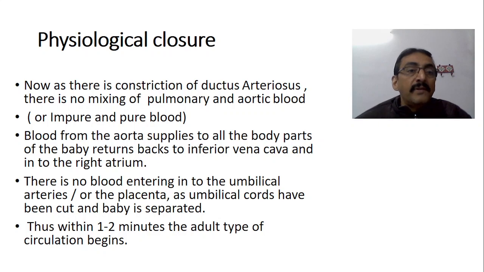Previously it was taking place. Blood from the aorta now supplies all body parts of the baby and returns back to the inferior vena cava and then into the right atrium. There is no blood entering into the umbilical arteries or the placenta, as the umbilical cord has been cut and the baby is separated. So within 1 to 2 minutes, the adult type of circulation now starts.